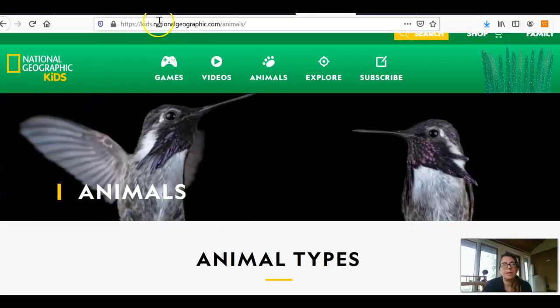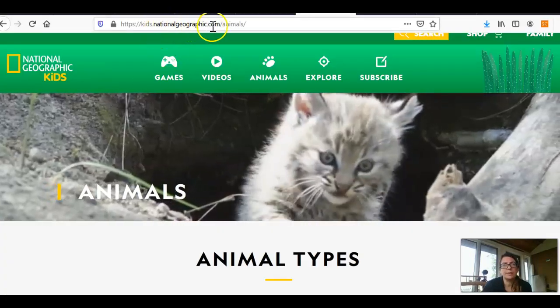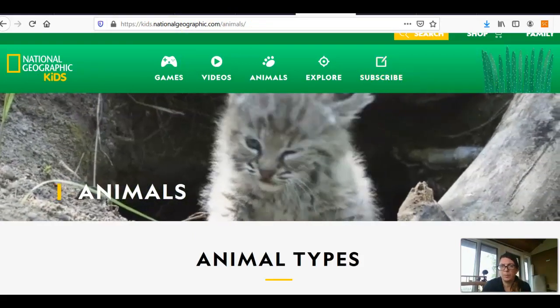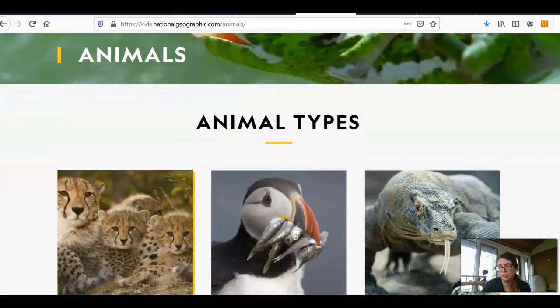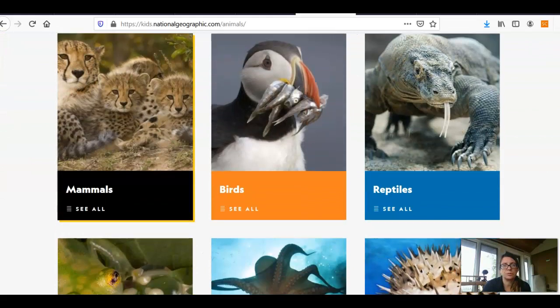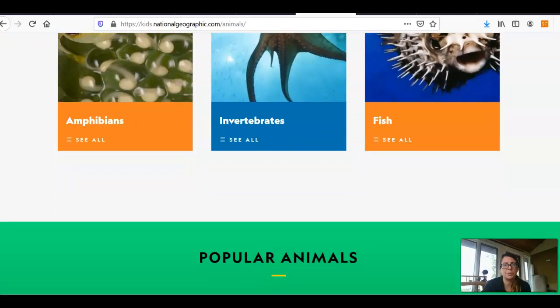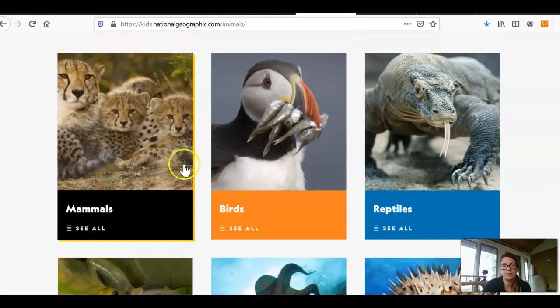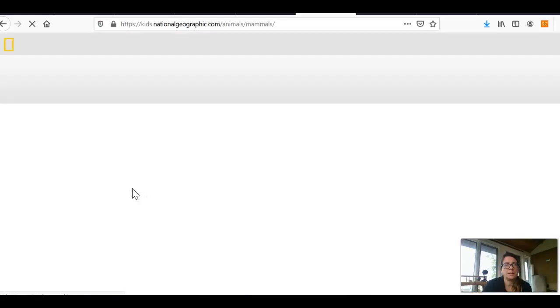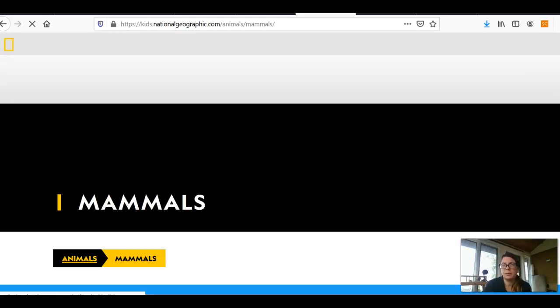So here I am at the kids.nationalgeographic.com/animals webpage, and I'm going to do a little bit of research on my skunk. So if I scroll down, you can see that the animals are separated into different types. So my skunk is a mammal, so I'm going to click on the mammals.